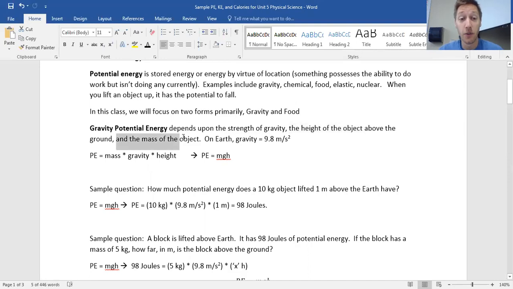And then it depends on how heavy you are. The more massive the object, the more energy it has too. On Earth, gravity is 9.8, so we're going to use this number when we do our calculations. Connecting all these things together, potential energy is equal to those three things times each other. It depends on how heavy you are, what's the strength of gravity, and how high you are. So it's just mass times gravity times height.